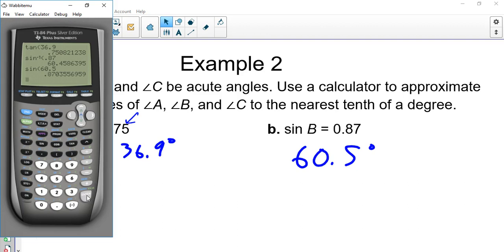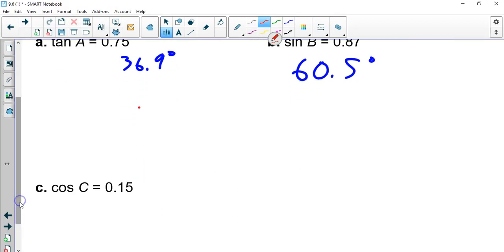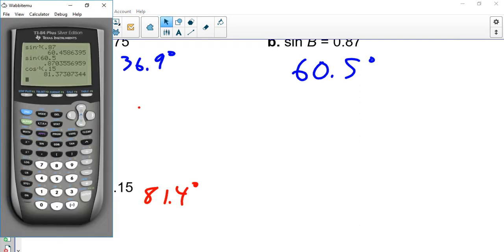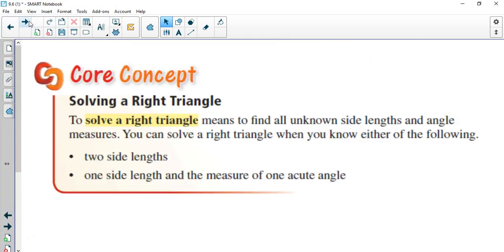Okay, and then C is 0.15. Cosine, just hit second cosine on the calculator, and then 0.15, enter. 81.37, so 81.4. Again, you take your calculator and do cosine of 81.4. There you go. 0.149, which is 0.15. So, make life easy. Check your work.